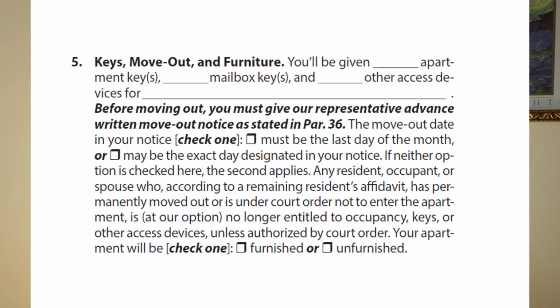Section 5 has to do with keys and other items that you're going to get and will have to return at the time of move out. This particular section also deals with the possibility that one of the spouses or one of the occupants of the lease has been judicially removed. And if that has happened, then that judicial order essentially allows the landlord to exclude that party from the lease and no longer entitle them to keys or other access devices. Additionally, this would be the place where you would indicate whether or not the unit is itself furnished.